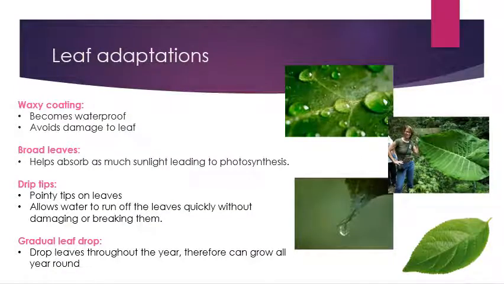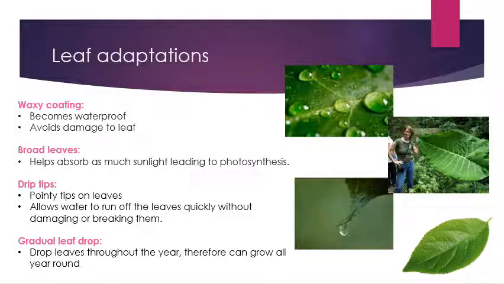Plants have many adaptations to help them survive in the tropical rainforest. We're going to start off by looking at specifically how the leaves have adapted. The first adaptation is a waxy coating. The waxy coating acts as a waterproof coating to protect the leaf from becoming damaged during heavy rainfall, as it allows the water to run off.